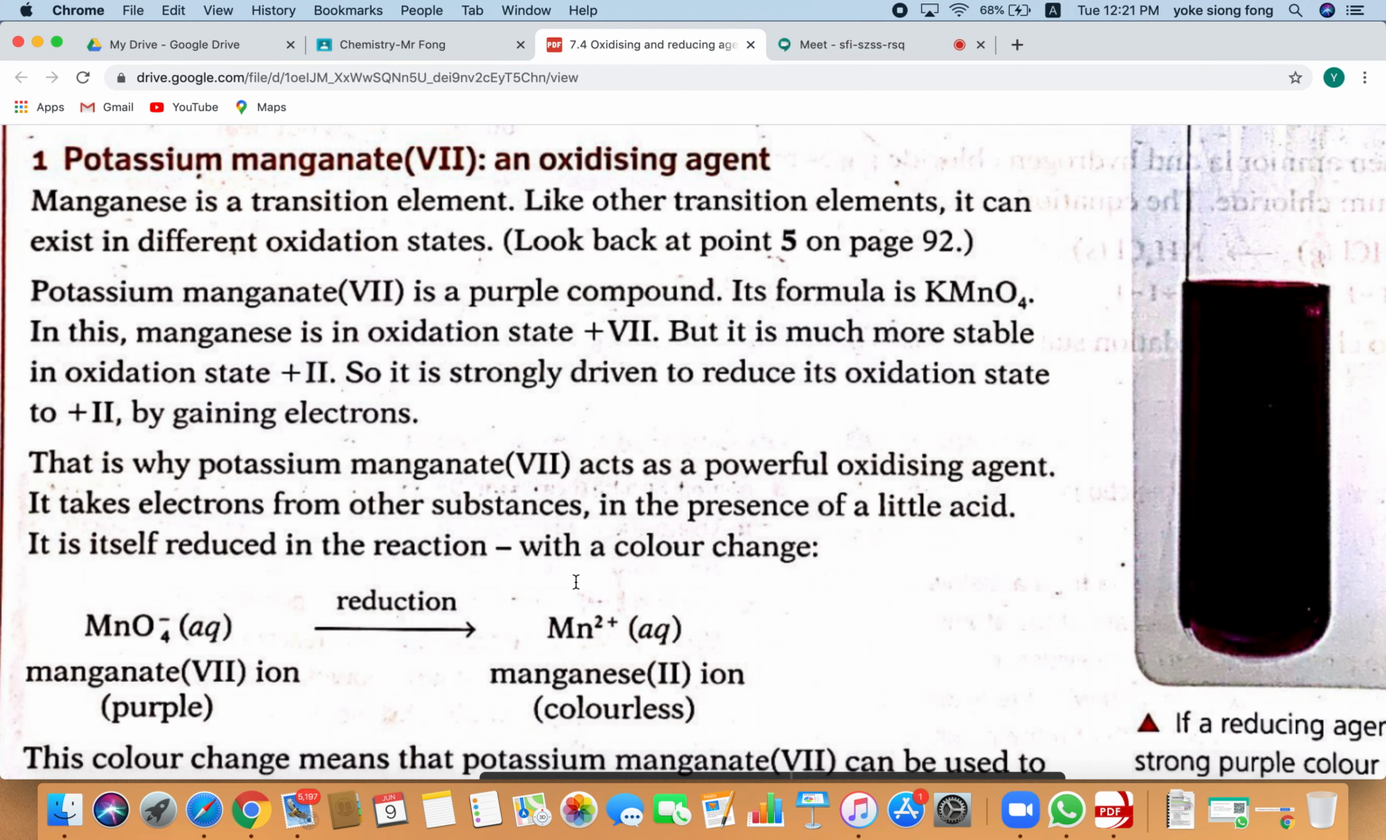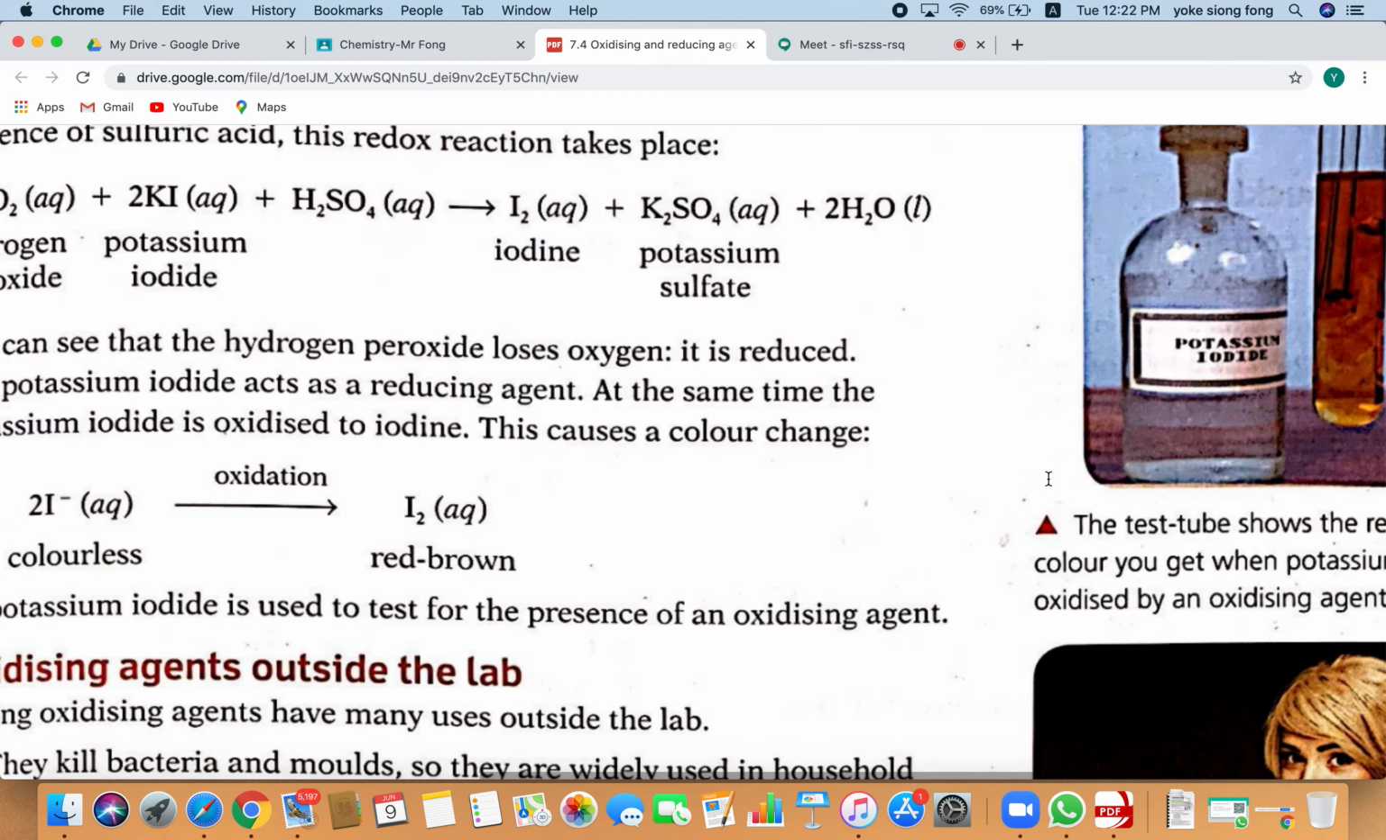The main answer is that it is strongly driven to reduce its oxidation state to plus 2, which is more stable, by gaining electrons. This is actually the main answer, the last sentence here, because for manganese, the plus 7 is not so stable. If it can reduce to plus 2, that is the best. It's strongly driven to reduce its oxidation state to plus 2, so it's a powerful oxidizing agent. This is already the answer. And then there's one more.